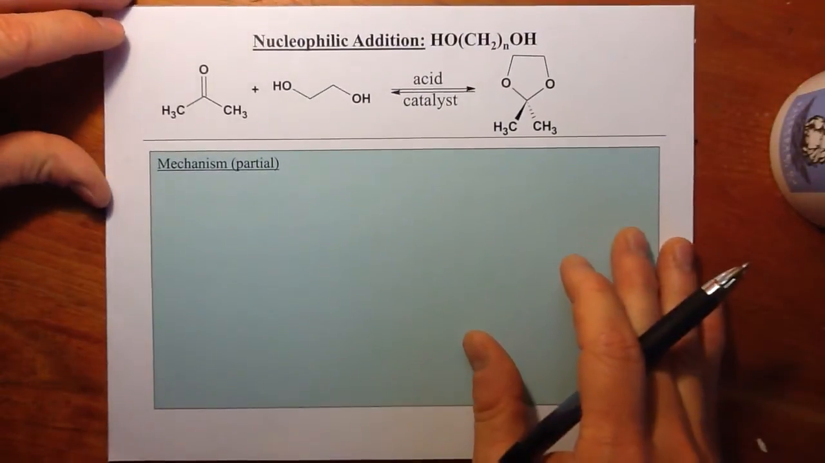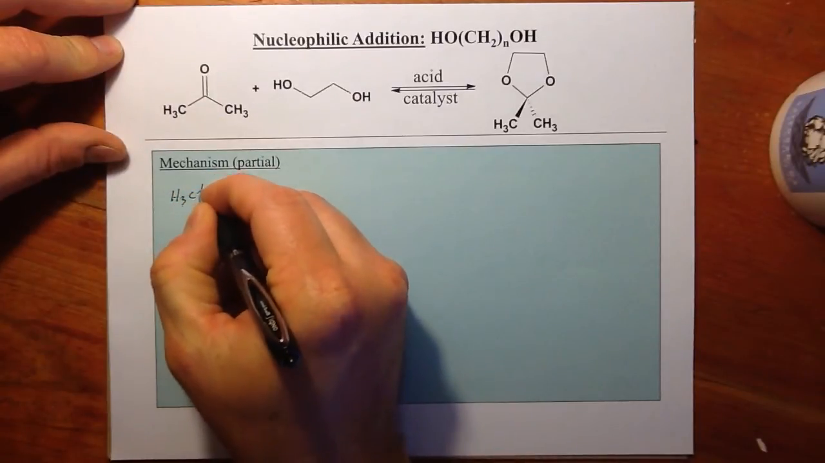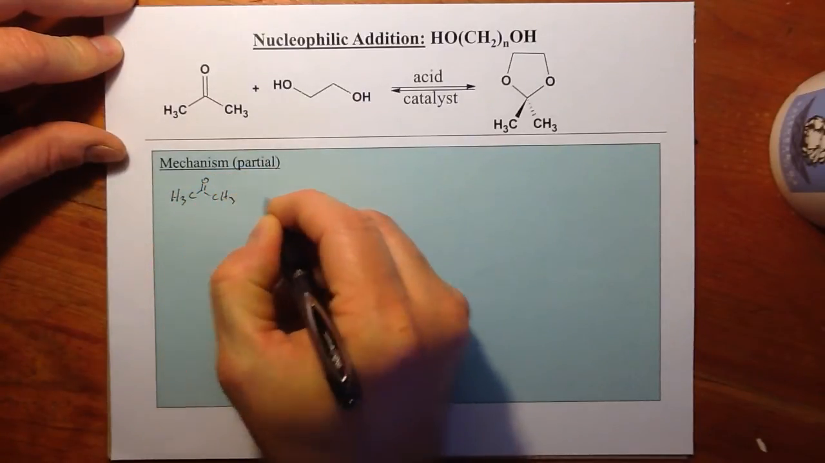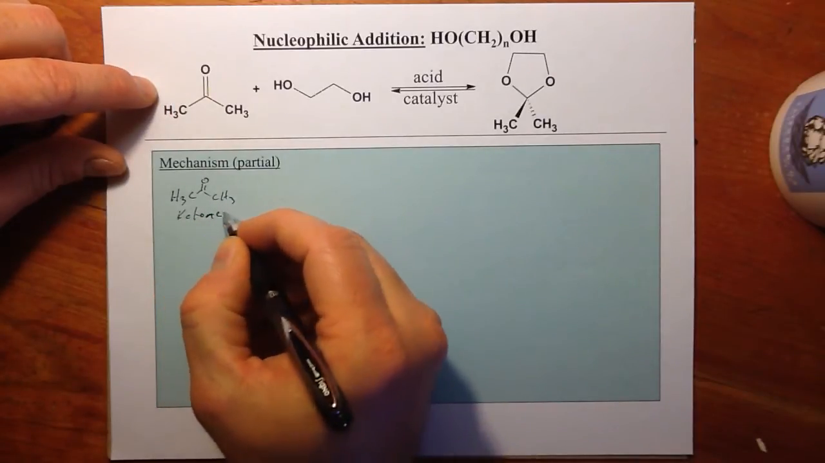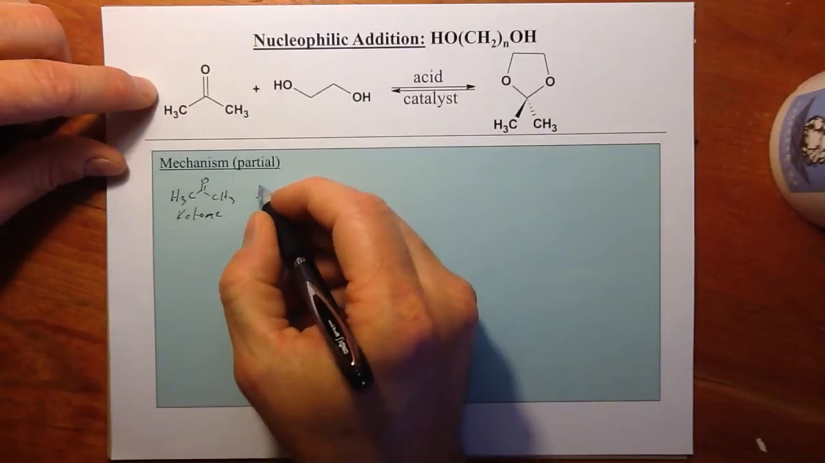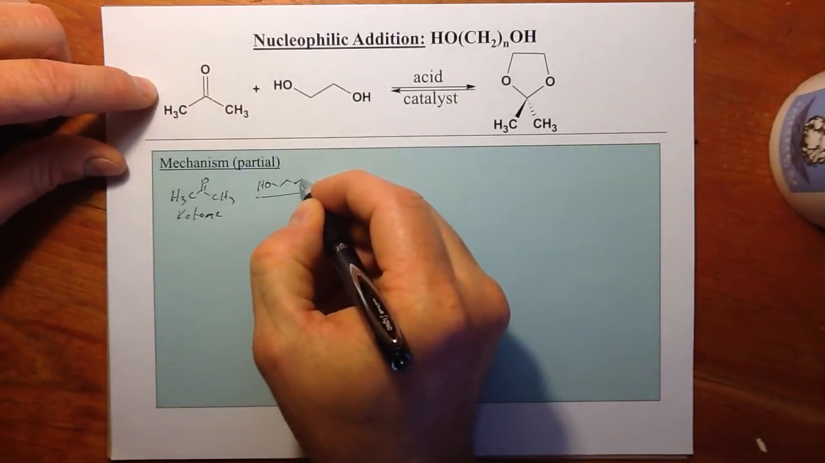Let's go ahead and look at this mechanism in slow motion. So let's go ahead and go through this mechanism in slow motion. So I'm going to go ahead and draw the ketone, and again remember, just starting off, that if we have a ketone and we're considering, I'm just going to draw the reagent above and have the catalyst below here.